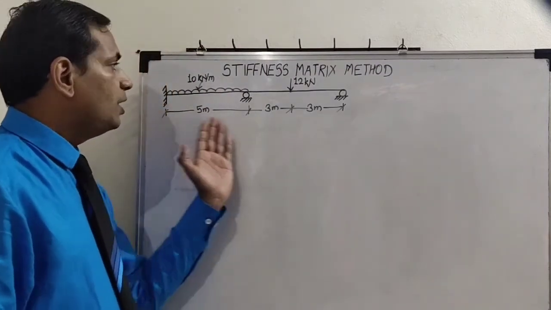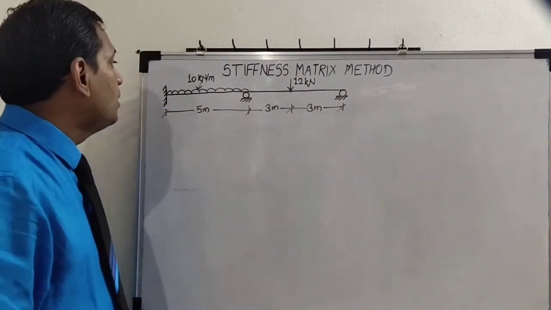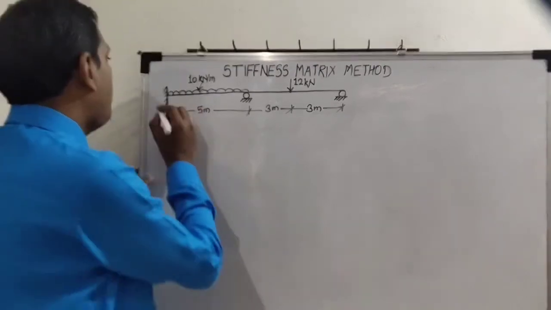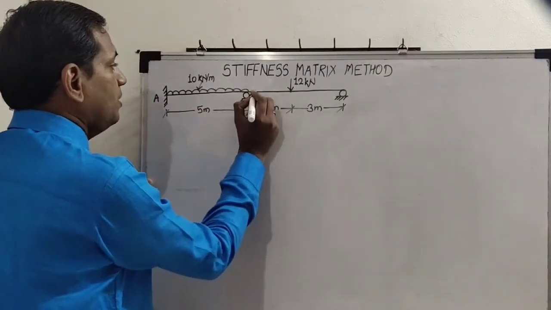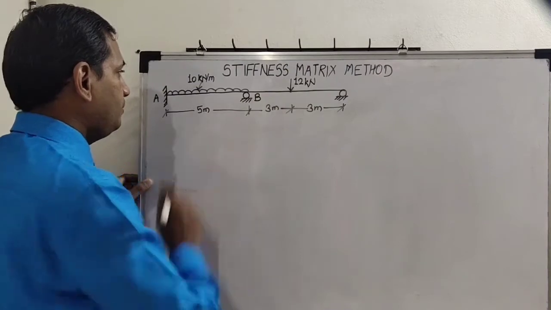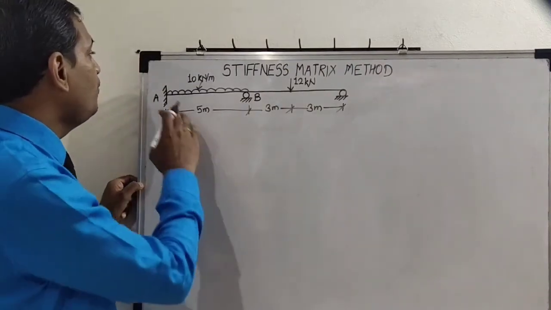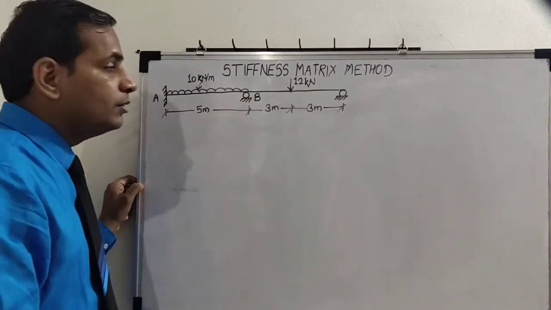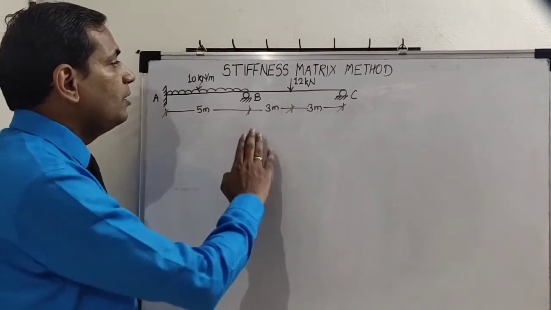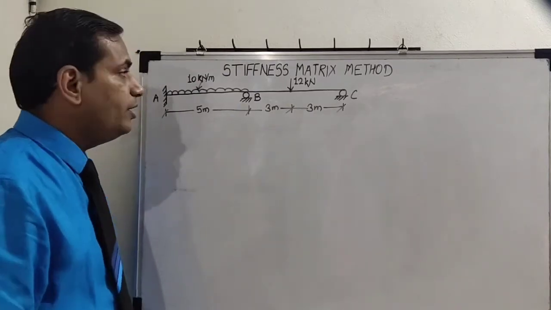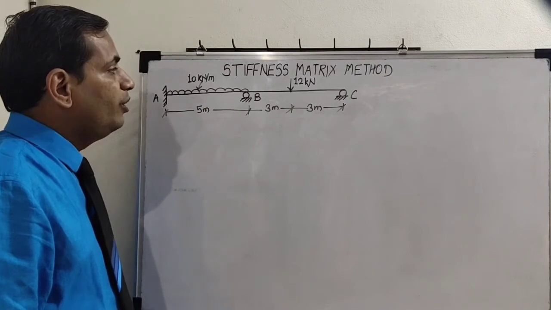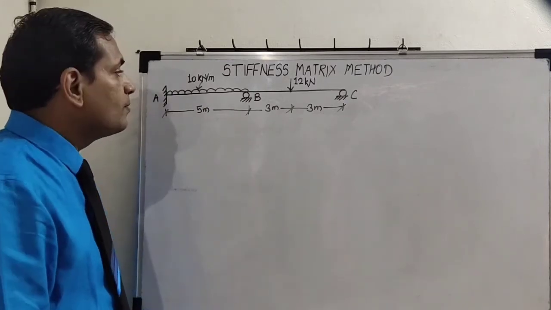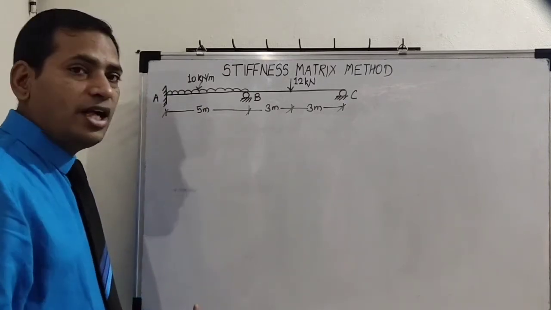So this is one beam wherein first span, let us say AB, is a 5 meter span subjected to a UDL of 10 kilonewton per meter. Second span is 6 meter span and it is subjected to a 12 kilonewton central point load. So let us start with the analysis.